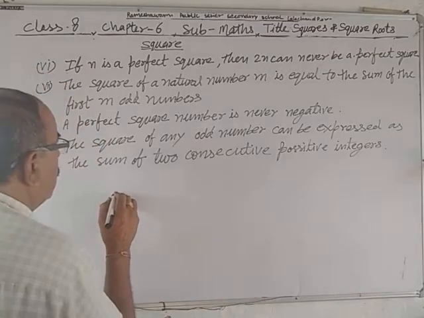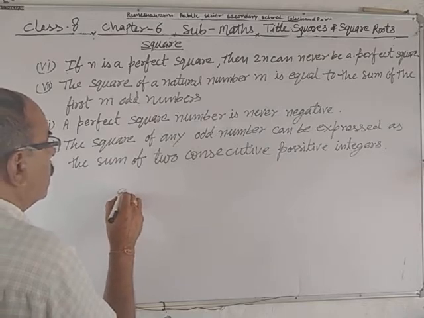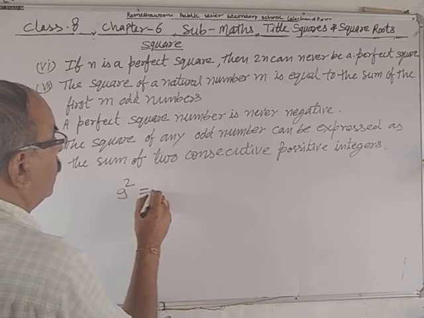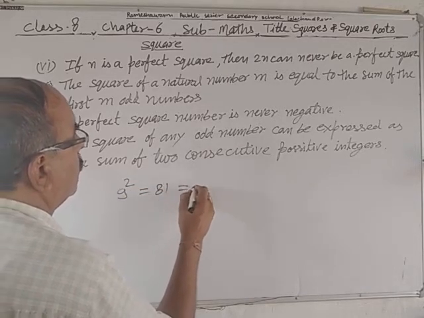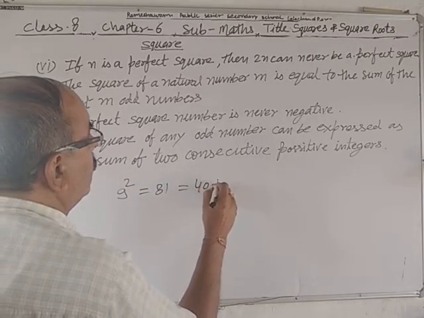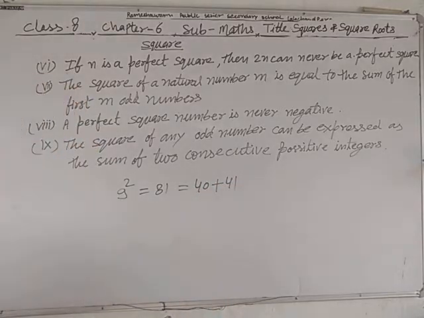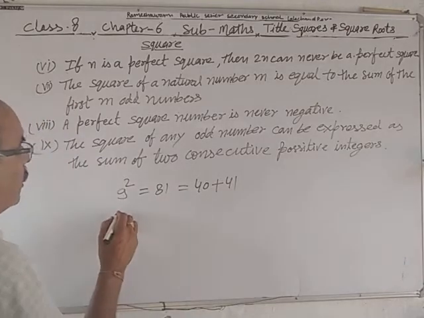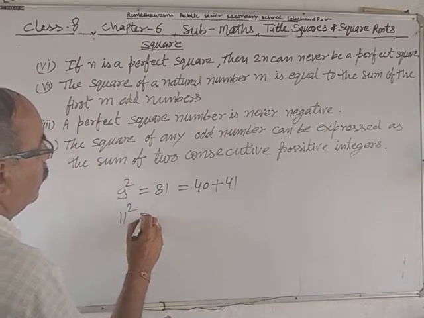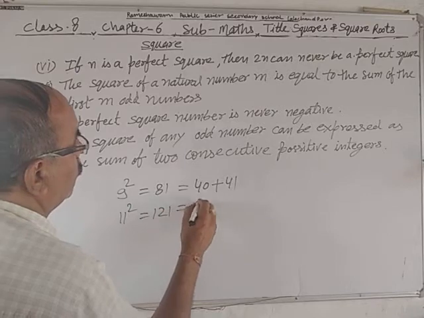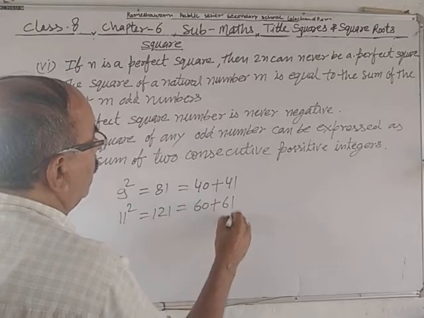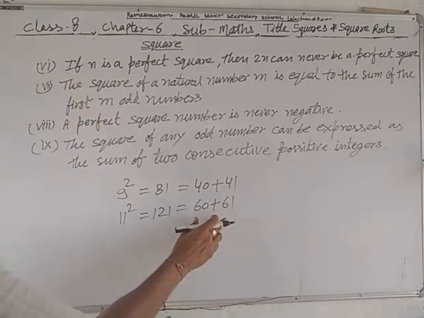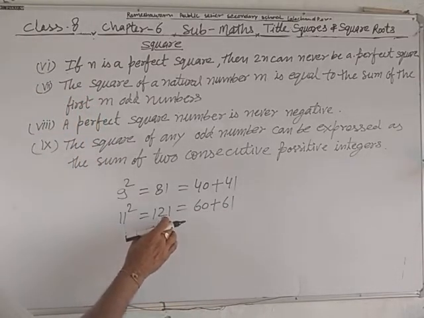It means the 9 square equal to 81. It means it is the sum of 2 consecutive positive integers. 11 square equal to 121 equal to sum of 60 and 61. The sum of 2 positive integers.